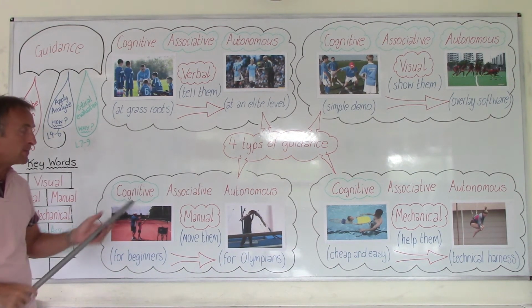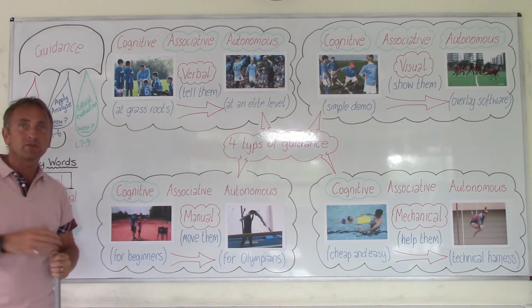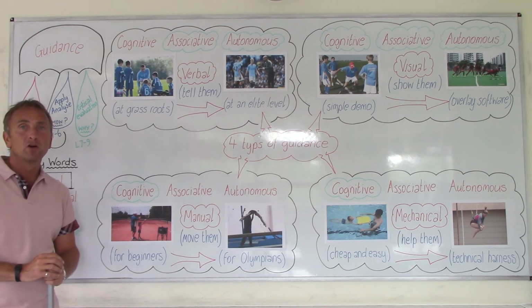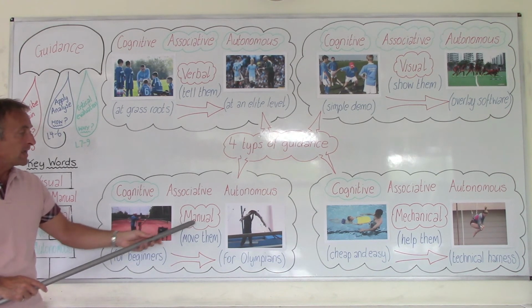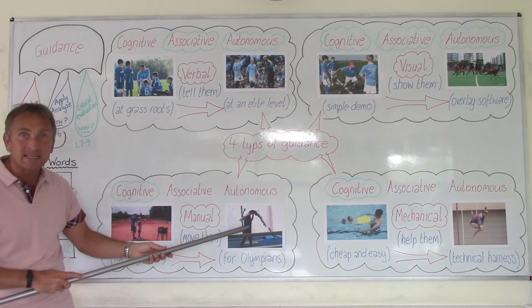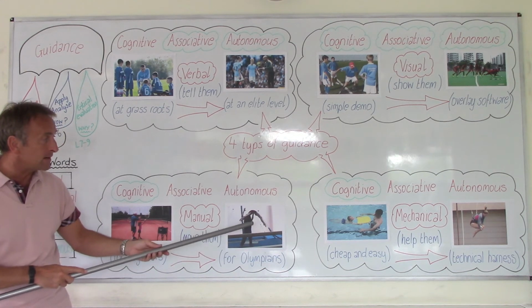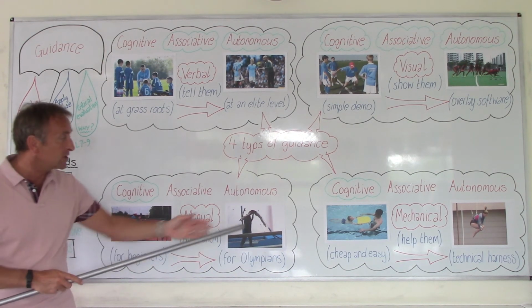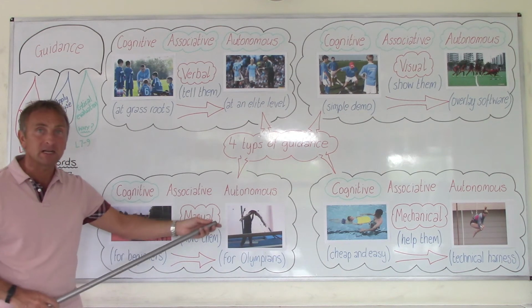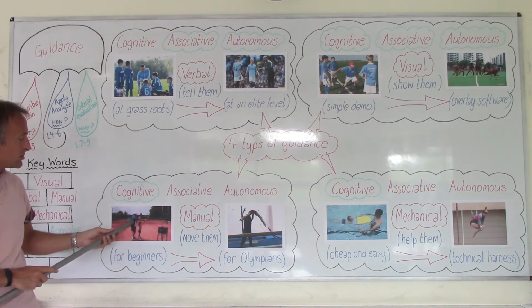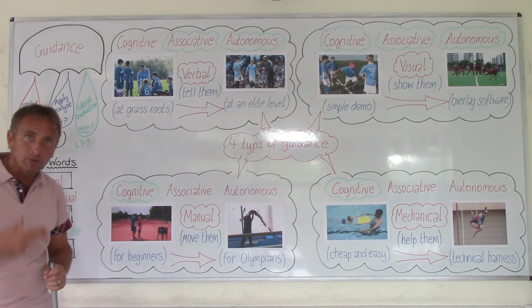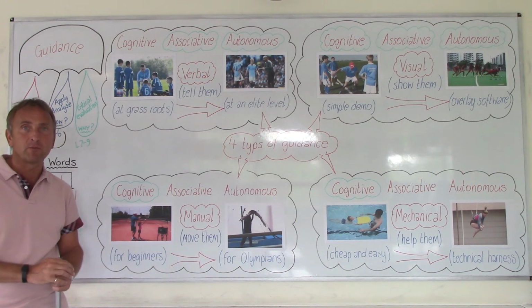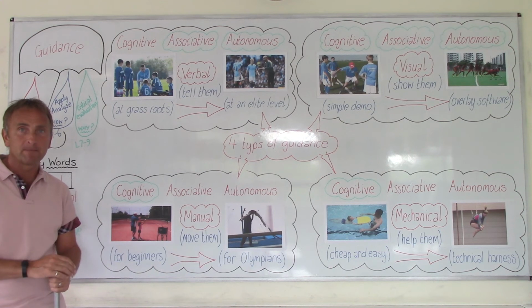So in your exam, if it asks you what type of guidance is important for cognitive learners, then I would go to manual. It is used at an elite level. This is an Olympic gymnast, and the coach will help her very slightly, but it is more important for cognitive learners. Move them into position. Help them to establish that muscle memory, that joint memory.